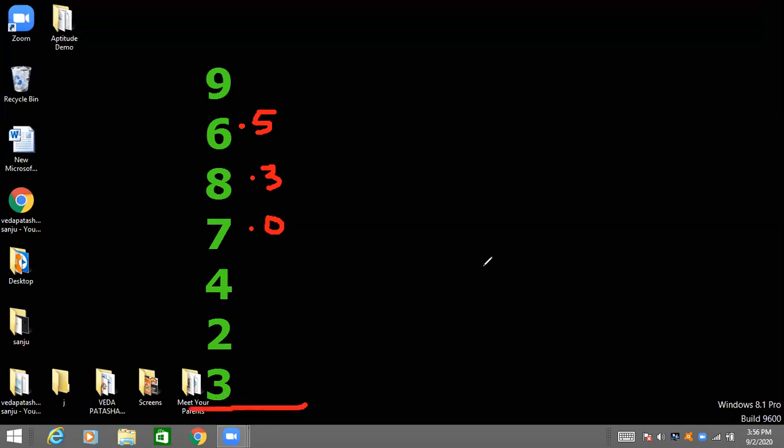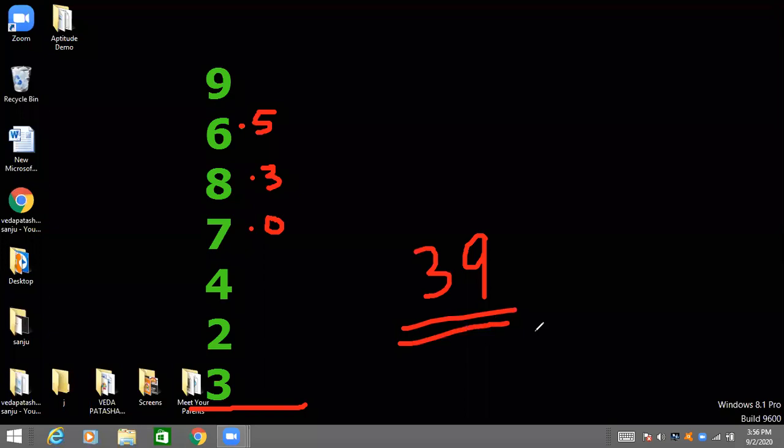Finally, the answer is: after adding the last digit, what did we get? 9. And count the number of dots. 1, 2, 3. 39 is the answer. That's it. Until you get the end number, you should not put a dot or write any number. If you don't get it, you just write directly. 0 plus 4, 4. 4 plus 2, 6. 6 plus 3, 9. I have written that 9 in the units place in the answer and counted the number of dots, 3. 39. We got it.